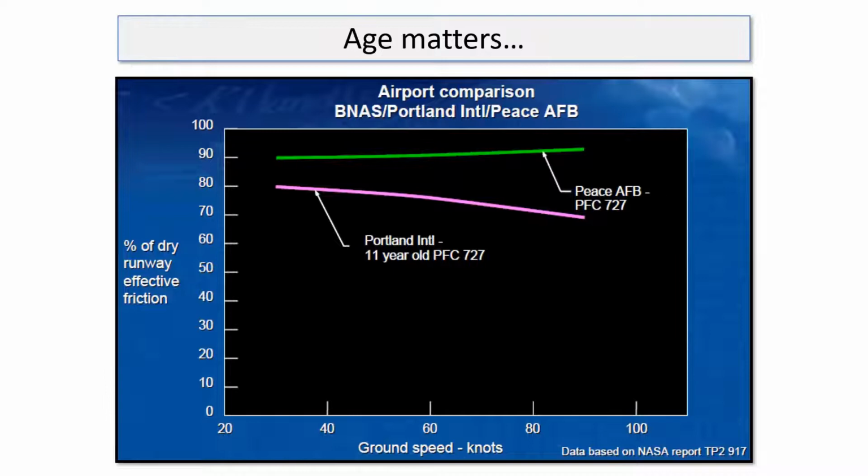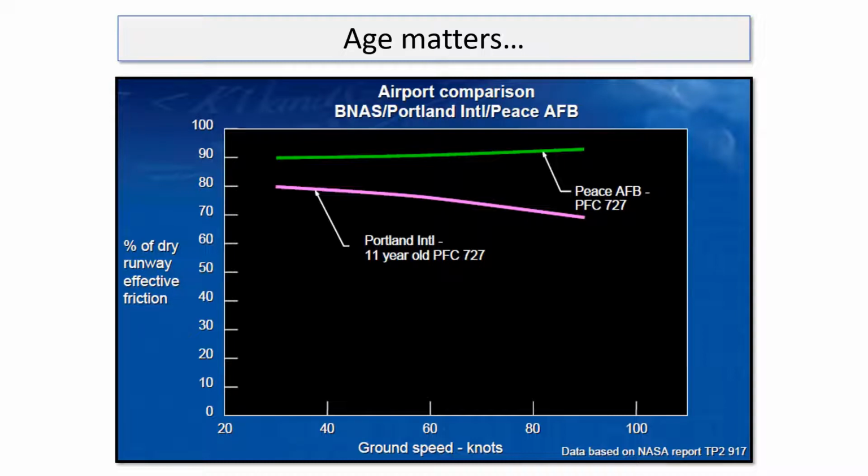We see through some studies that NASA has done that small variables can have a big effect on the actual stopping. So we're going to look at some charts that look like this chart here. So let's just take a second and explain it. Across the x-axis, the horizontal axis, we have the ground speed in knots. So we're starting from the right at about 90 knots ground speed, and then imagine the aircraft is decelerating, moving to the left of this chart. Its ground speed is decreasing. The vertical axis is the percentage of friction as measured relative to a dry runway.